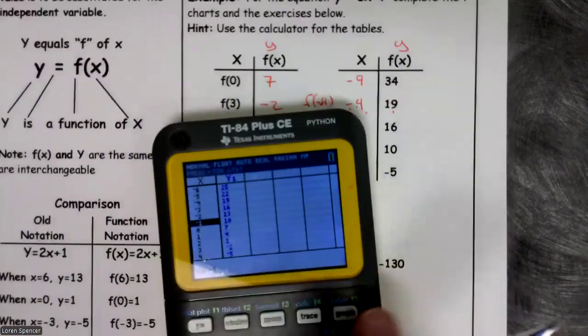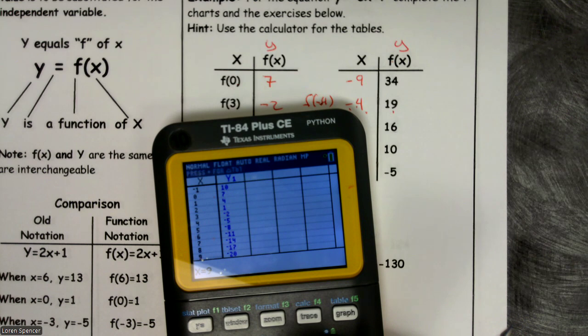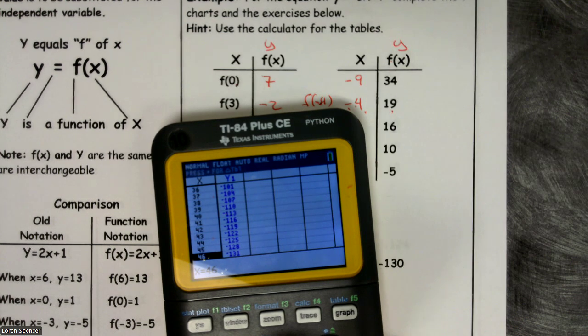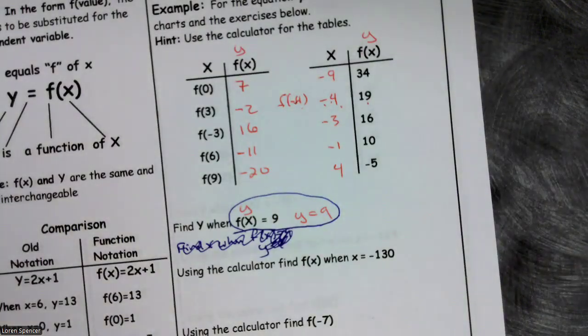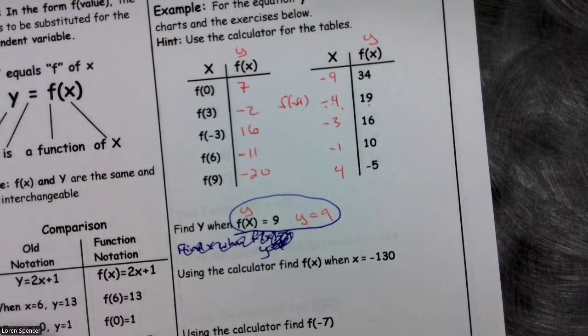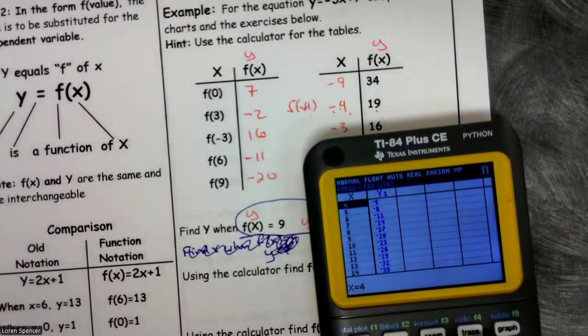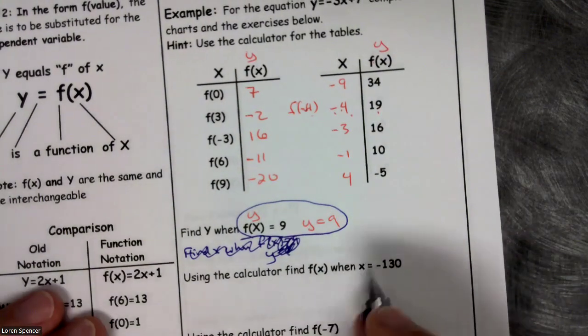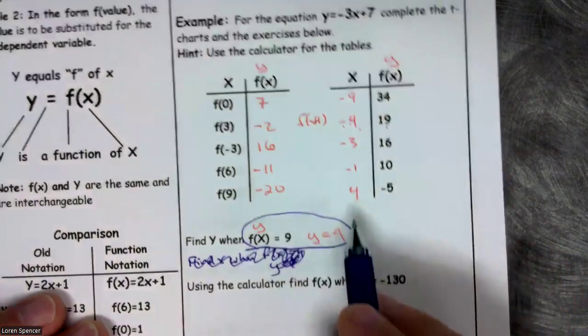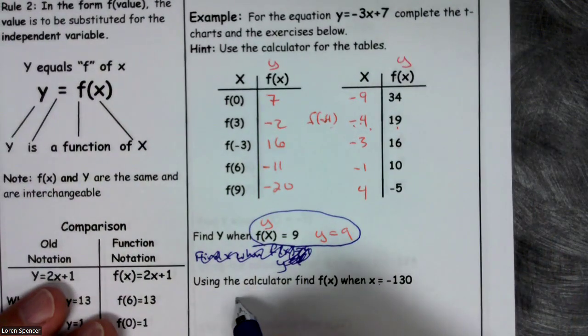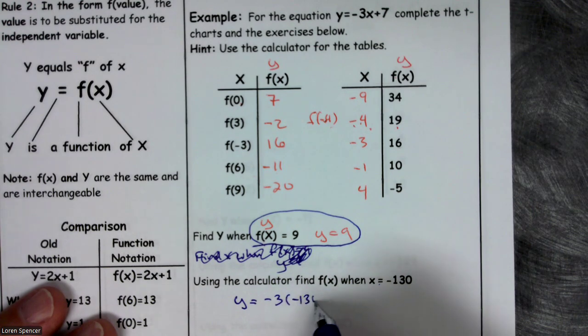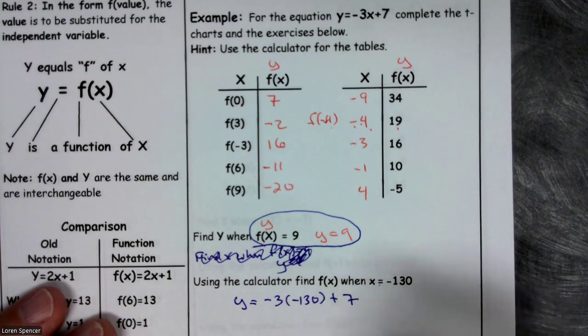Using the calculator, find f of x when x equals negative 130. I can scroll a long way to negative 130, and maybe you want to do that. But the easier thing, instead of scrolling all the way back to negative 130, would be to just plug it in. So y equals negative 3 times negative 130 plus 7.